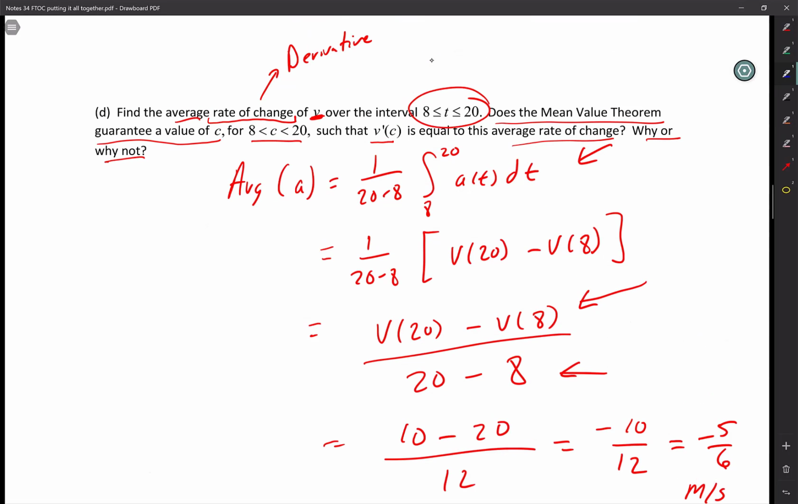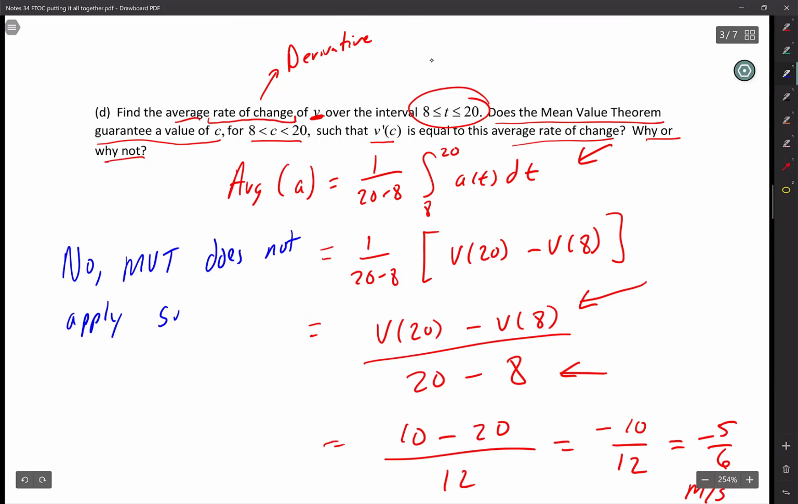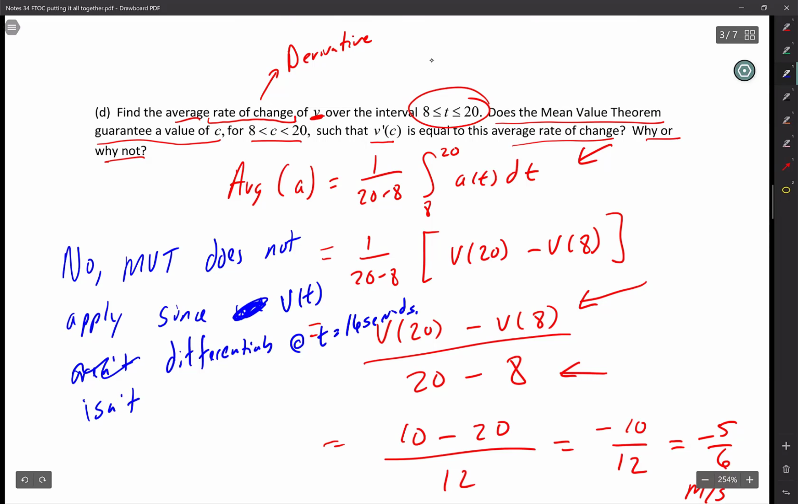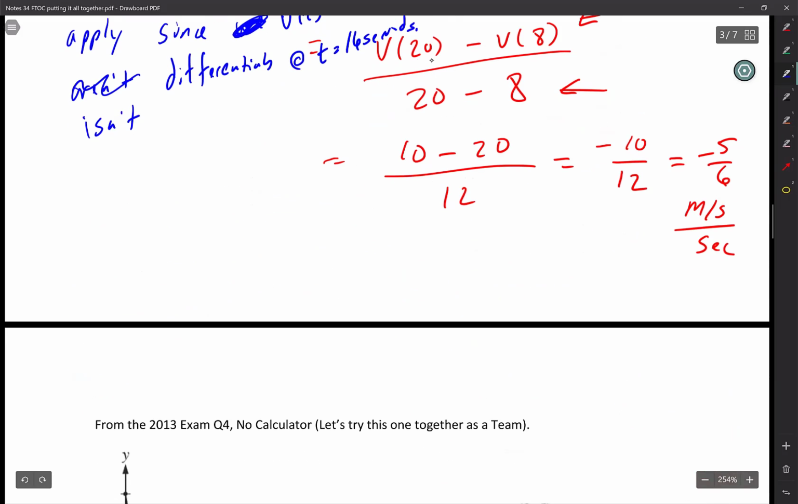You cannot use the mean value theorem because you're not differentiable at that corner. And you can just say, no, MVT does not apply since V of T isn't differentiable at T equals 16 seconds. Perfect. Perfecto. I thought that was pretty good, guys. All right. Let's do one more.